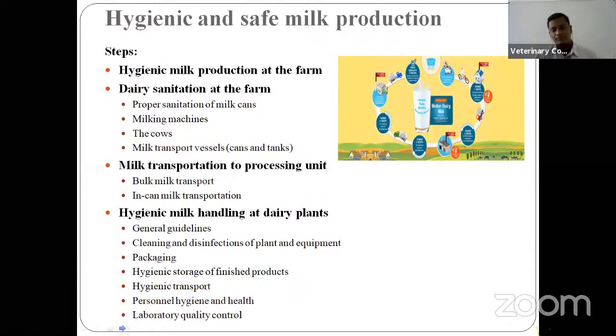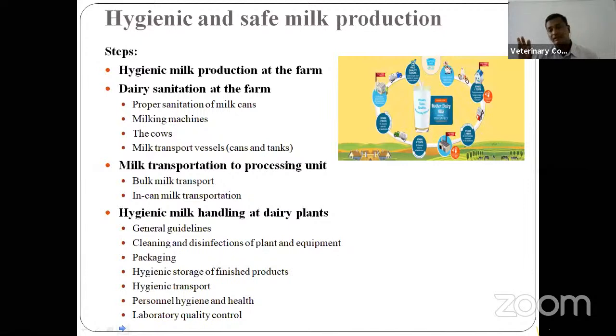Okay, so when we see this, you can refer to a few documents that are there. They are country specific, but the general guidelines are the same for all. So this is what I have taken from a FAO document. So the steps are, hygiene should be followed at the milk production units. It starts from the farm. Okay, from the farm milk is transported to the processing unit. So from production to the processing unit, the transportation has to be hygienic. Okay, within the processing plant, hygiene has to be managed until the product is aseptically packed.